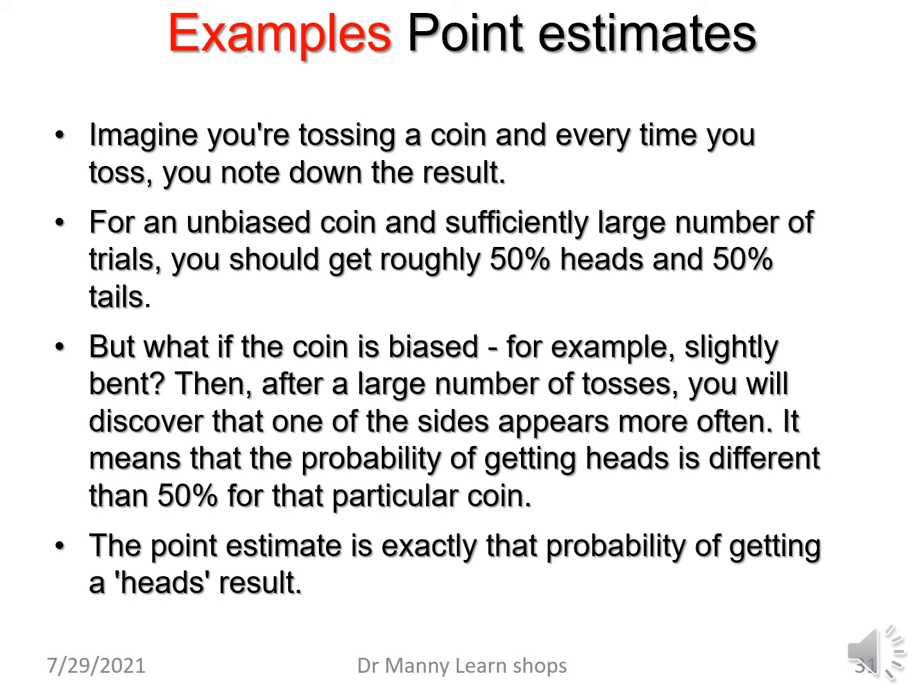But what if the coin is biased? For example, slightly bent or not as it should be? Then after a large number of tosses, you will discover that one of the sides appears more often. That means that the probability of getting heads is different than 50% for that particular coin. The point estimate is exactly that probability of getting the heads result.